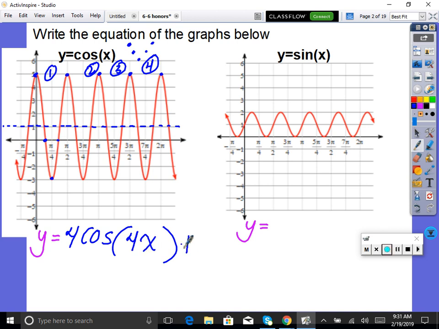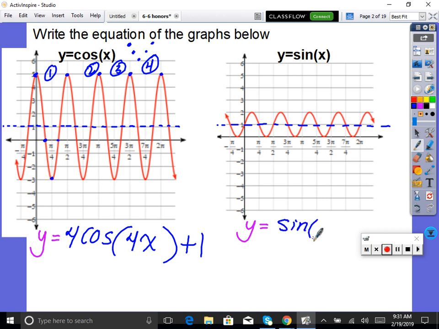1 plus 1. I saw most of you get that one right. Very good. Okay, now let's look at the sine one. Where's the midline? 1. And then our amplitude is up 1, down 1. So we have y is equal to 1 sine.